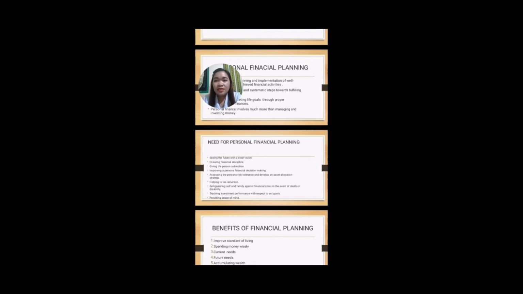Okay, next is helping in tax reduction. Helping in tax reduction helps in planning the taxes one has to pay on his income. By proper planning, one can reduce his tax burden. Okay, safeguarding self and family against financial crisis in the event of death or disability.